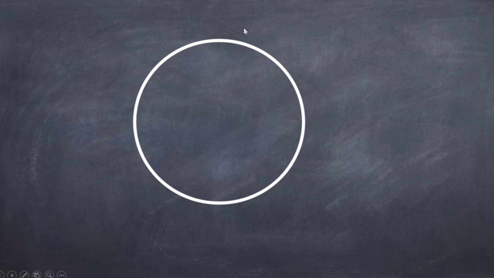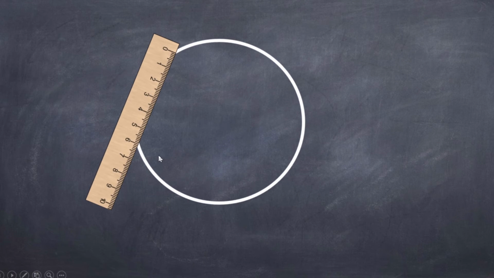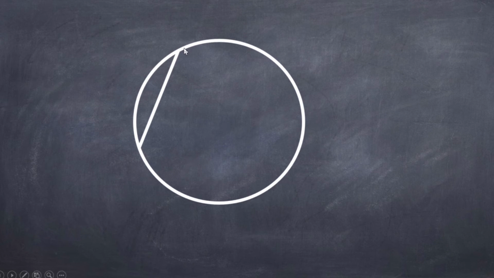Alright, so to draw a chord, you can choose any point to draw it. Take out your ruler and make sure your chord is straight. So draw a chord, and then the next step requires us to draw an angle of 30 degrees from this point.